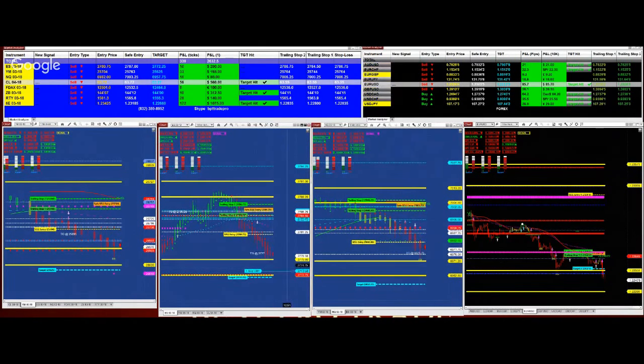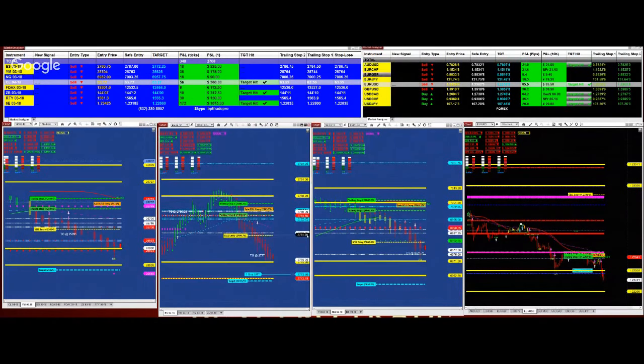Okay, still going down. You see? The ES is still going in your direction, and we are going short with that.